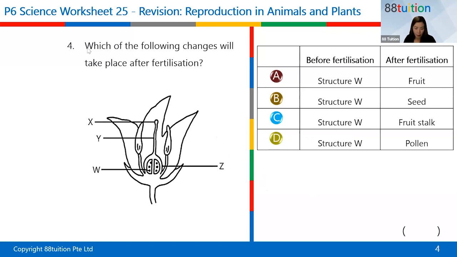Question 4. Which of the following changes will take place after fertilization? After fertilization, we know that the ovary starts to grow bigger and bigger, and then the petals and everything else will start to dry up and fall off. You remember seeing the video? There's a video, flower to fruit. Do you all still remember? Have you all watched those videos in school?